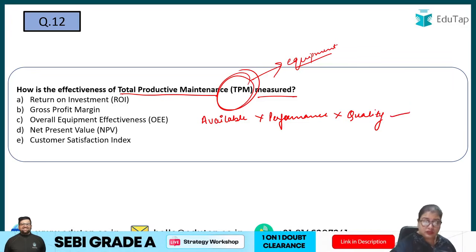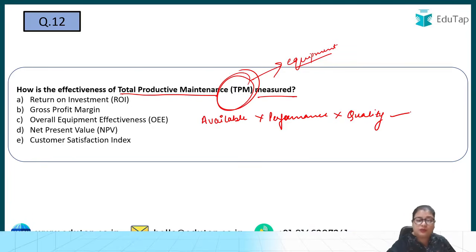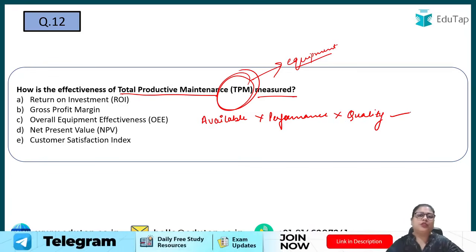Okay, so how do we measure the effectiveness? We measure it through the overall equipment effectiveness, that is, how effective the equipment is at producing certain goods. Okay, how much it is available, how it is performing, and what quality of products it is producing.